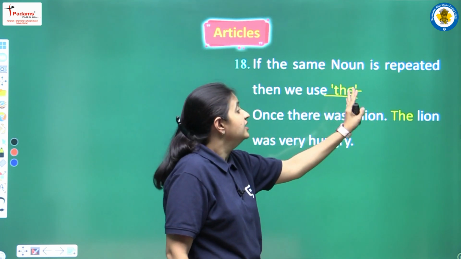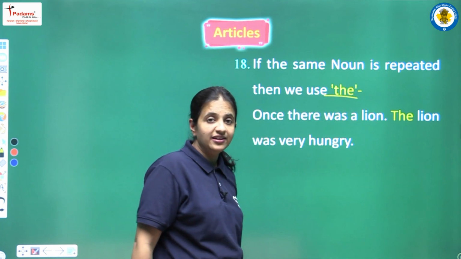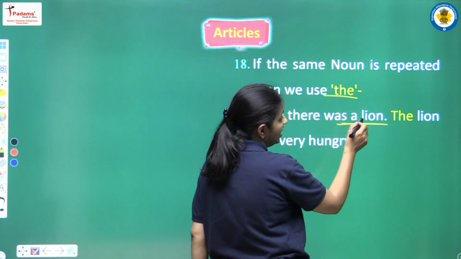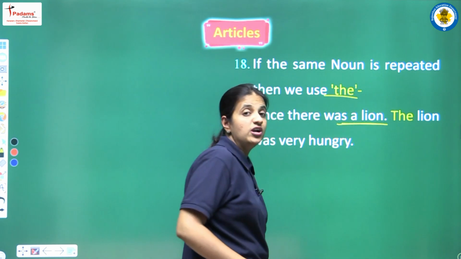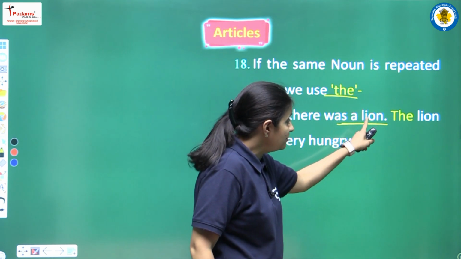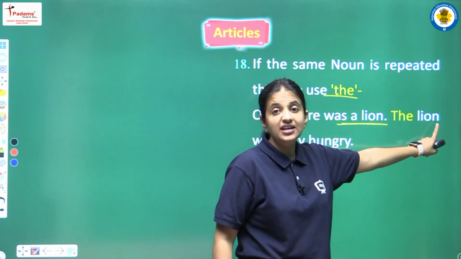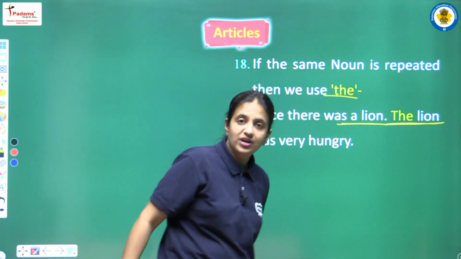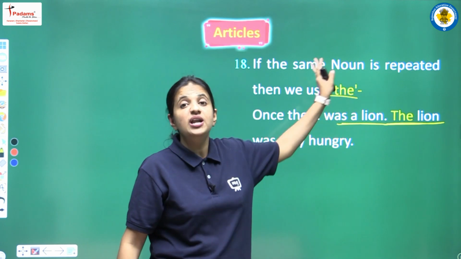Next we are having: The lion was very hungry. So here you can notice that in the first sentence we were having a as an article before lion, but when the same noun, the same word, is being repeated, then we are having the before the same word. Now we are having the before lion.